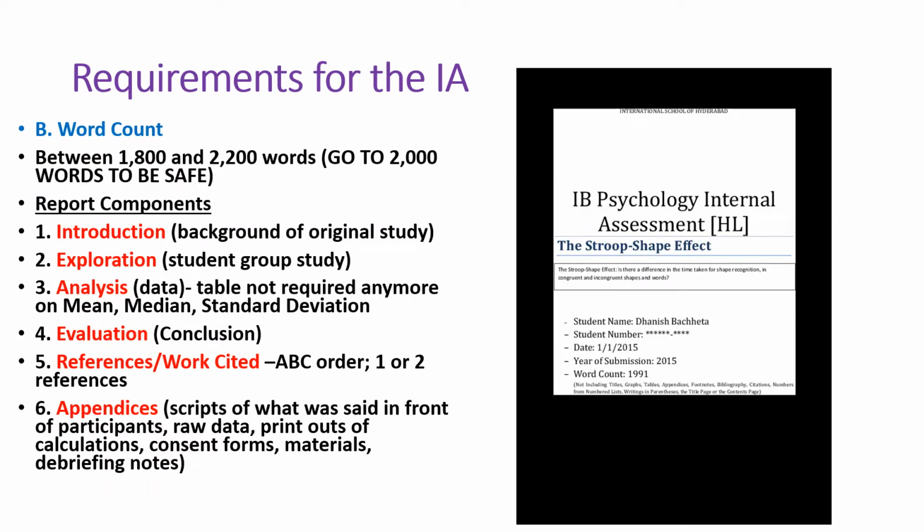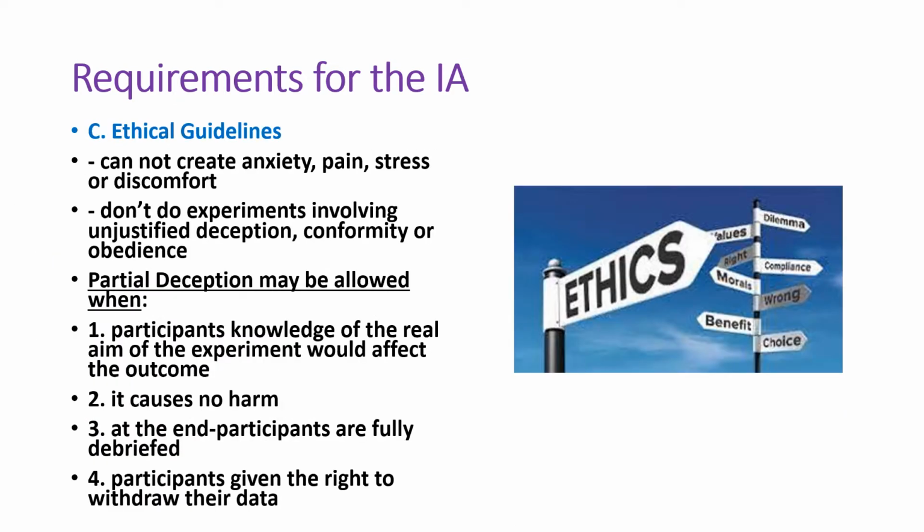Again, the word count is going to be 1,800 to 2,200 words. You want to go to about maybe 2,000 words to be safe. That way you know that your intro and your evaluation, where you're really discussing what's going on with the theory and the results, is really robust. The different components in the different sections of the IA are the intro, exploration, analysis, evaluation, works cited, and your appendices. And you can find those in the check sheet as well as the yellow book.